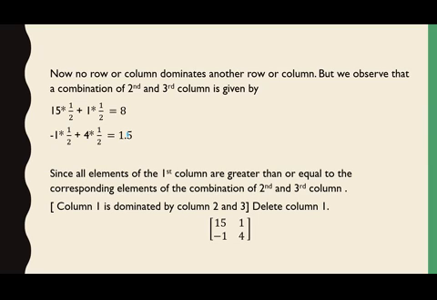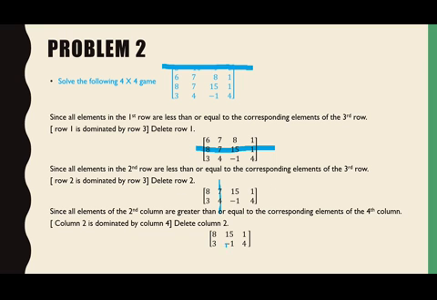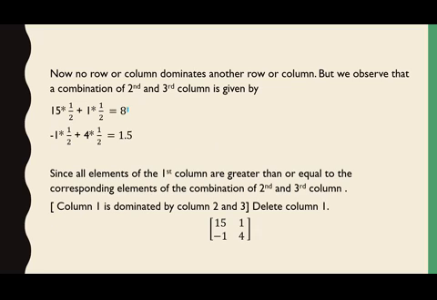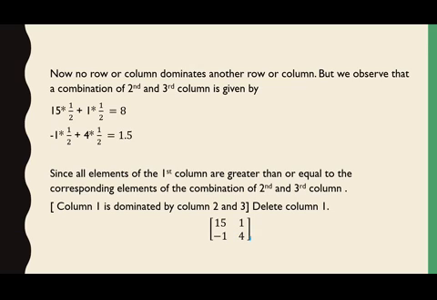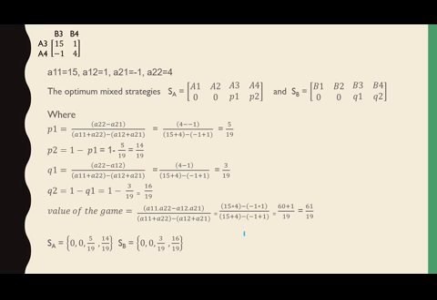So when I compare it with the first column, right? First column entries are 8 and 3. 8 greater than or equal to 8, accepted. 3 greater than or equal to 1.5, this is also accepted. So that way, column number 1 is dominated by the combination of the second and third column. So first column can be deleted. So I am left with 15, 1, minus 1 and 4. So apply the formula method and try to solve it.